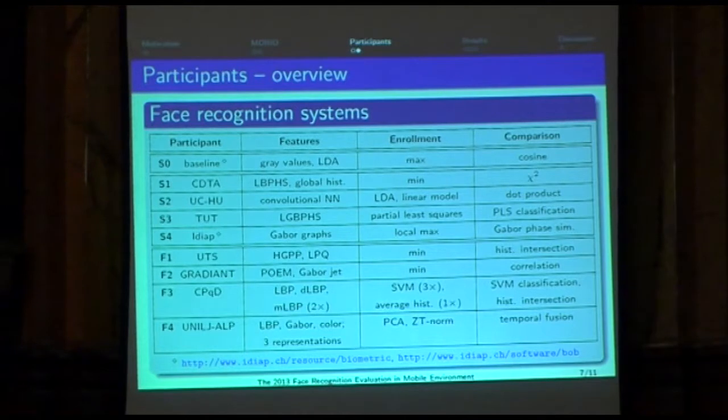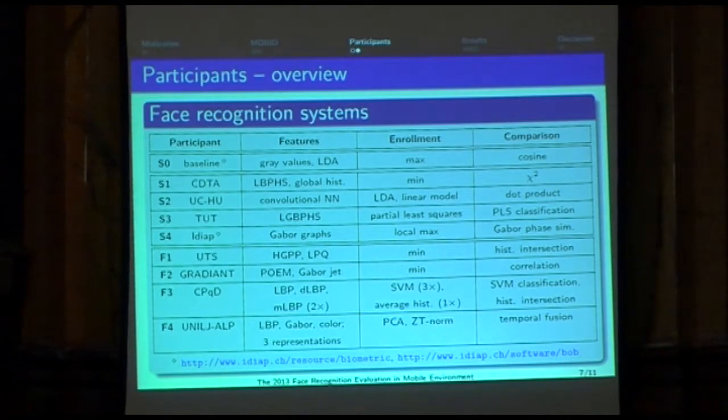The first simple system just used a local binary pattern histogram sequence and compared that with a chi-square distance measure. There was a convolutional neural network features. There were 2 participants which enrolled a linear model after performing an LDA and used a dot product to compare these models. There was a F3 face recognition system which extracted local Gabor binary pattern histogram sequences and enrolled the models with the least squares algorithm. We had one system which used the Gabor graphs with a Gabor face-based similarity measure and some local enrollment strategy.